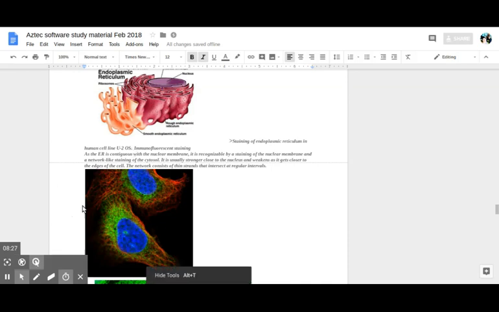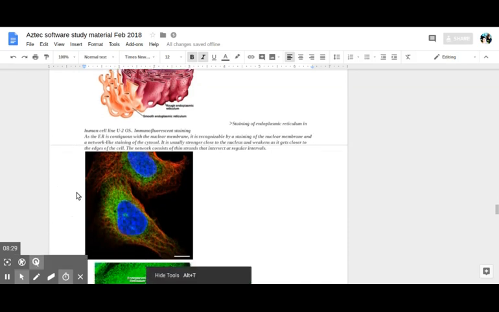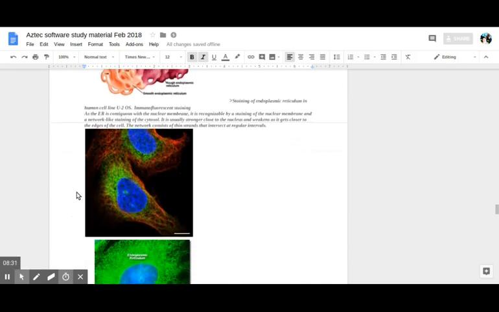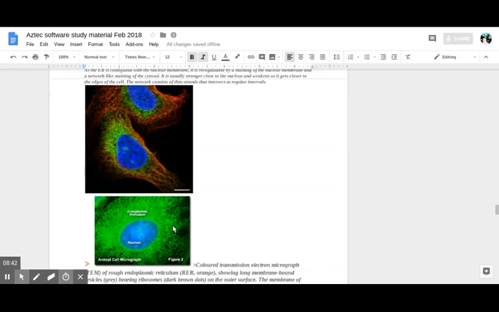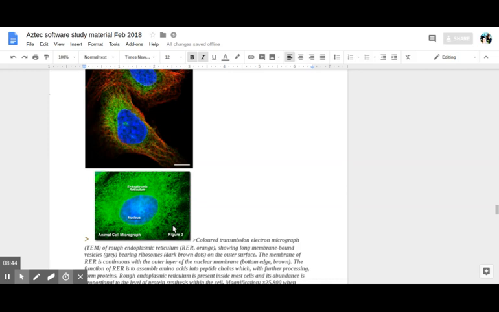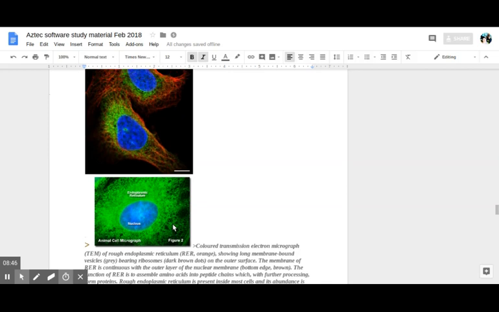So this is a beautiful immunofluorescent photo. And here again, the nucleus in blue and green. You have endoplasmic reticulum outside the nucleus.